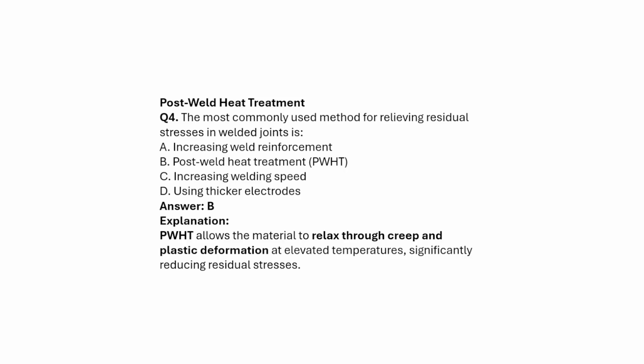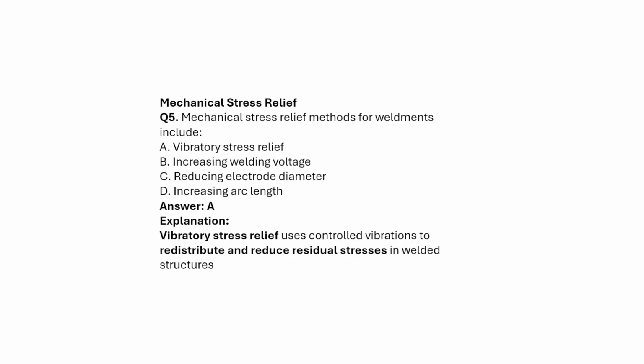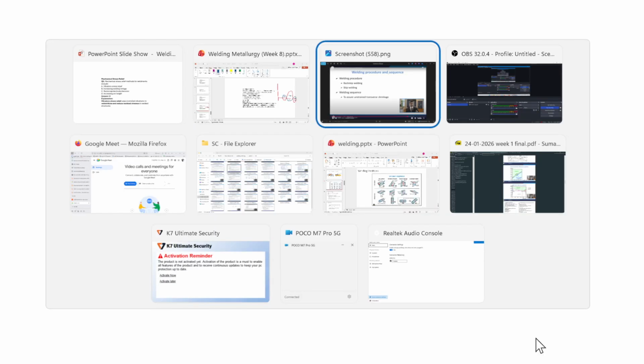So post weld heat treatment allows the material to relax through creep and plastic deformation at elevated temperatures, significantly reducing the residual stresses. The mechanical stress relief methods for the weldments include: vibration stress relief, increasing the weld current, reducing the electrode diameter, increasing the arc length. Answer will be vibration stress relief.